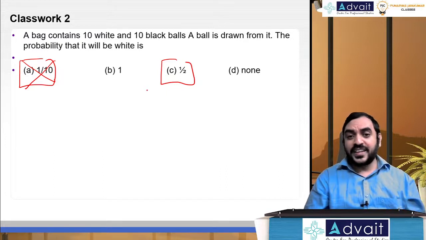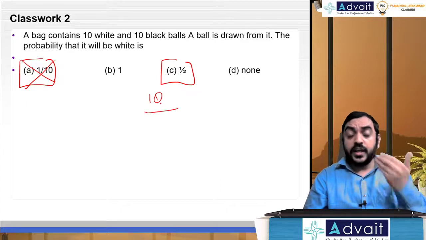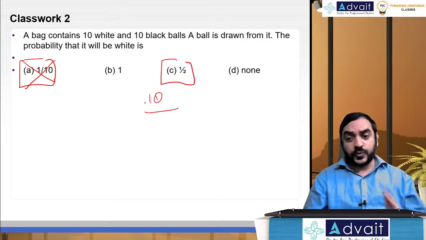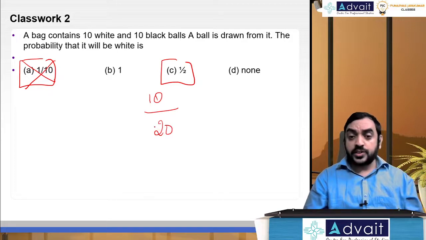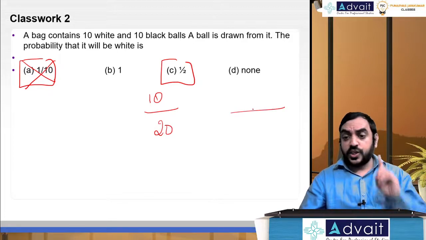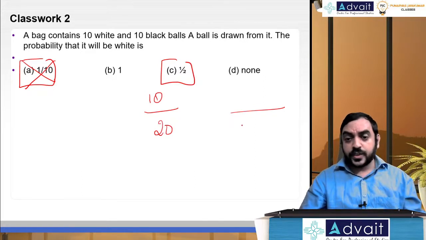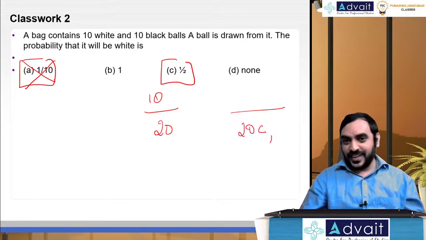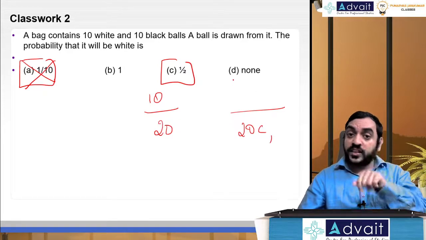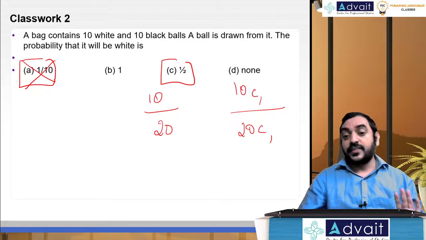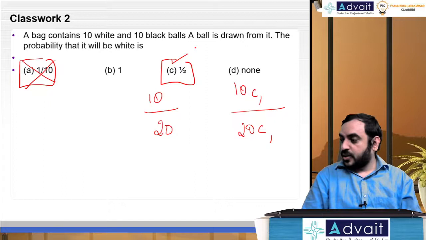You select white balls. White balls, how many are there? Number of favorable events, 10 whites, divided by total possible events, black as well as white, you have 20. Or if you want to use the concept of combination, for total possible events, you are choosing 1 from any of the 20 balls, 10 plus 10. So the denominator is going to be 20C1 and the numerator, you are selecting a white ball, 1 out of 10, so 10C1. When you simplify, you get 1 by 2.